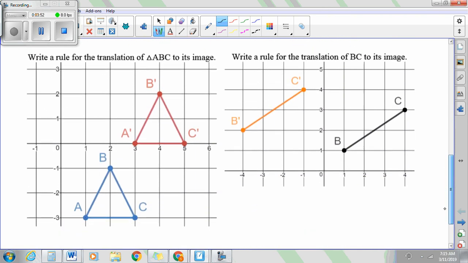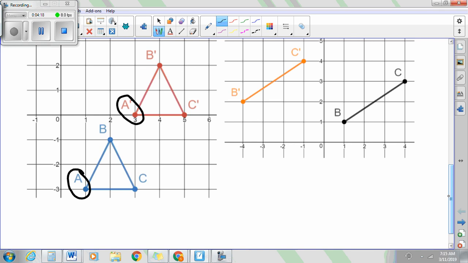So here we have the same idea. Write a rule for the translation of triangle ABC to its image. So again, it is important. Look for the ones without primes for where you start. So I start here. I always like to start at A, but if there's a letter you like better, you could certainly start with that. And I need to end up at A prime. I need to end up at the image of A. So take a second to count that. What is the movement? Well, it looks to me like I go 2 to the right and 3 up.